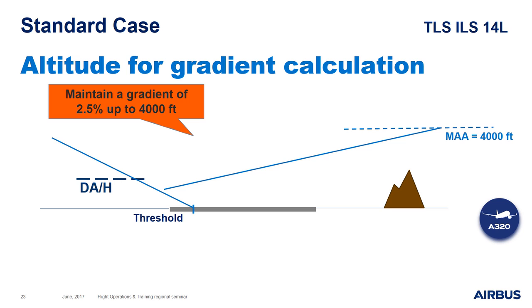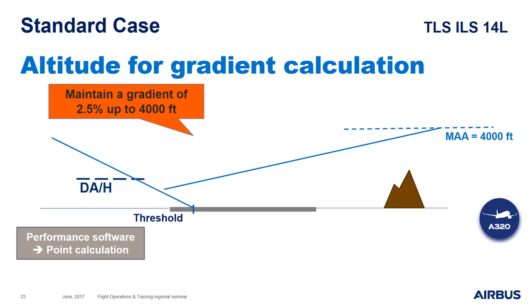The performance software only performs a point computation. The aircraft climb capability depends on the altitude at which we do the computation. So depending on whether we compute the go-around gradient at the decision altitude, the airport elevation, or the missed approach altitude, the maximum weight limited by go-around will not be the same.